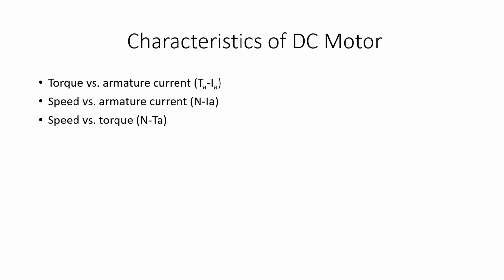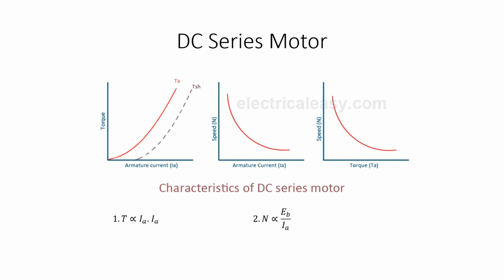Characteristics of DC motor. The characteristics curves we usually go for are torque versus armature current, speed versus armature current, and speed versus torque. For all the types of DC motor, we are going to see the characteristics curves. In this, first we go for the armature current versus torque.